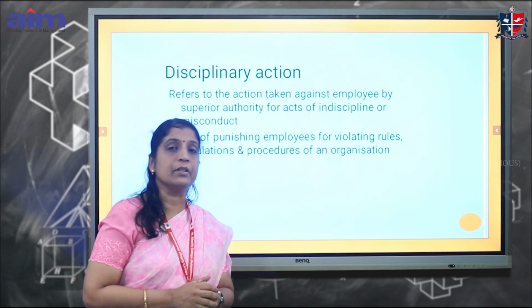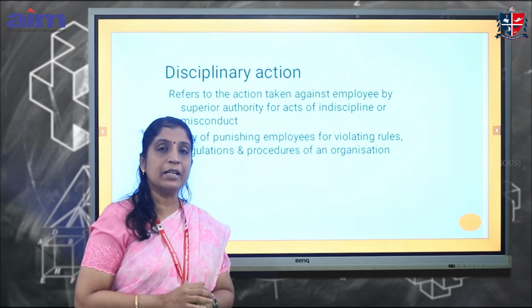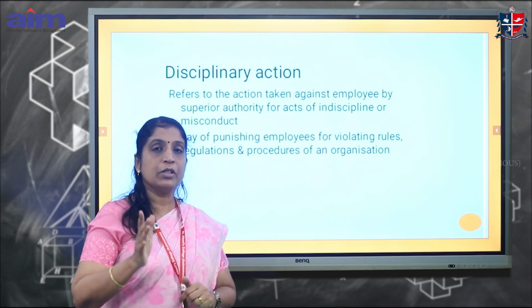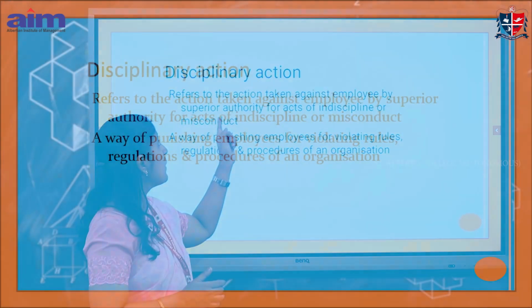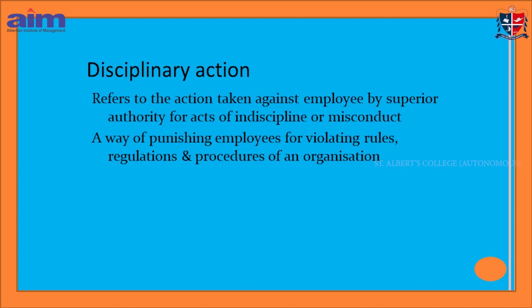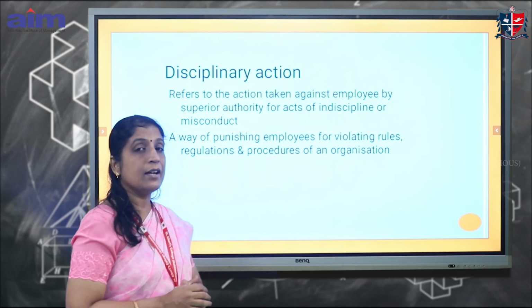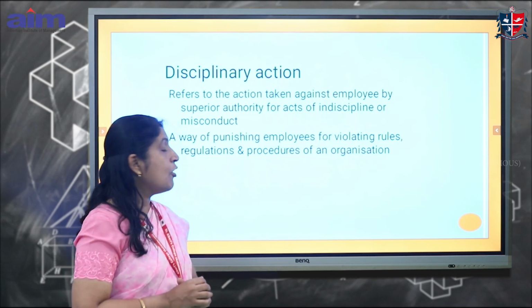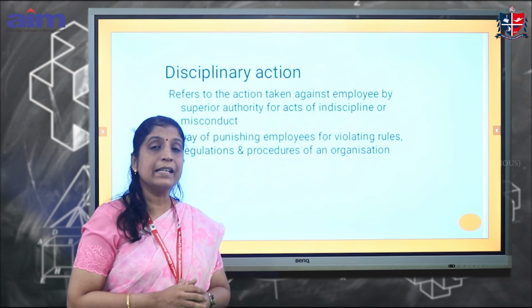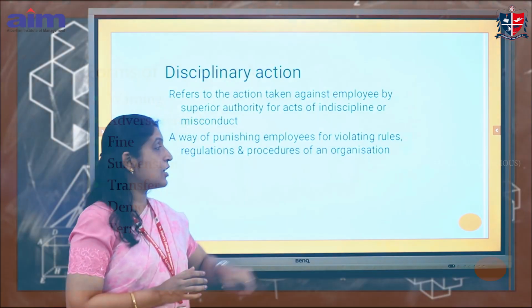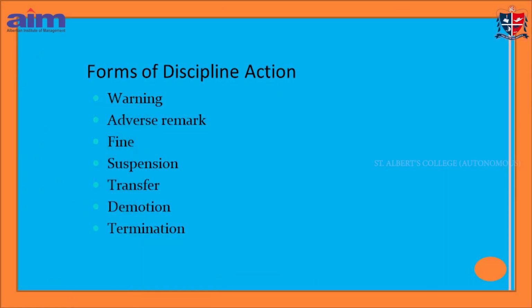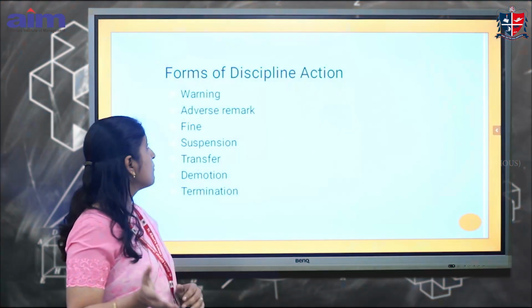And what will happen when there is indiscipline in an organization? So one of the things that is done is to take disciplinary action. So disciplinary action is basically the action taken against the employee by a superior authority for any acts of indiscipline which is conducted in the organization. So these are the various types of disciplinary action which can be followed.